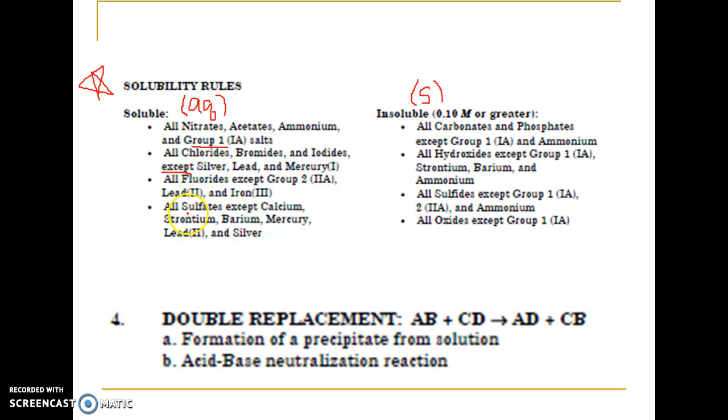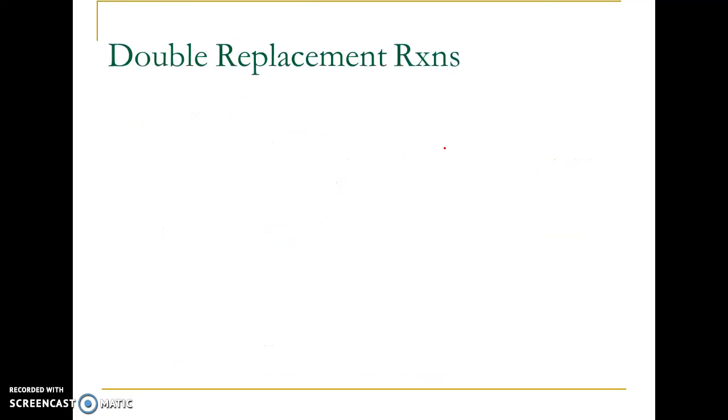All of your sulfates are soluble except for when you have calcium sulfate, strontium sulfate, barium sulfate, mercury, lead, or silver sulfate. All of your fluorides are soluble except when they are paired with group 2 elements. Group 2 elements would be beryllium, magnesium, calcium, strontium, barium, radium, all those good things. If it is insoluble, you have that list over here, and again, we also have some exceptions, so make sure that you're paying close attention when you're trying to predict your products.